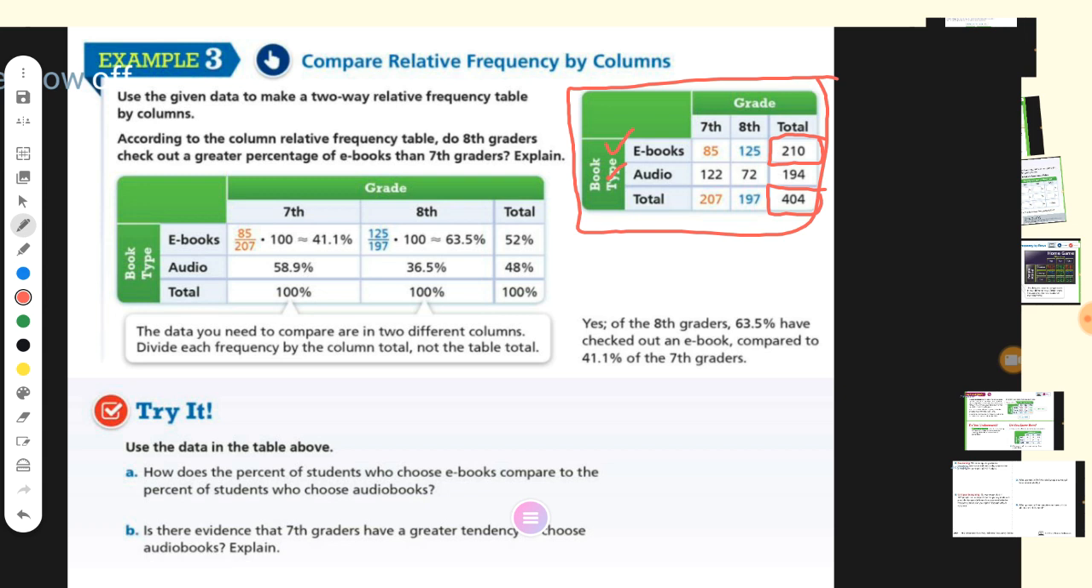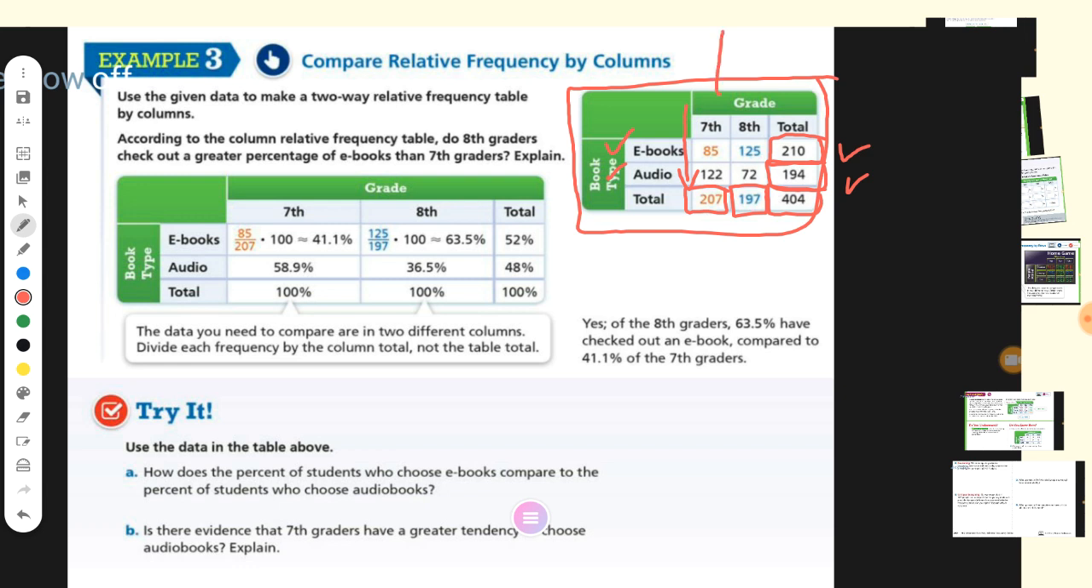210 of them like the ebook, and 194 of them like the textbook, the audiobook. How many people did you survey? Actually, I surveyed a total of 207 from grade 7, and 197 for grade 8. So I need the total, or the relative frequency with respect to the number of students.